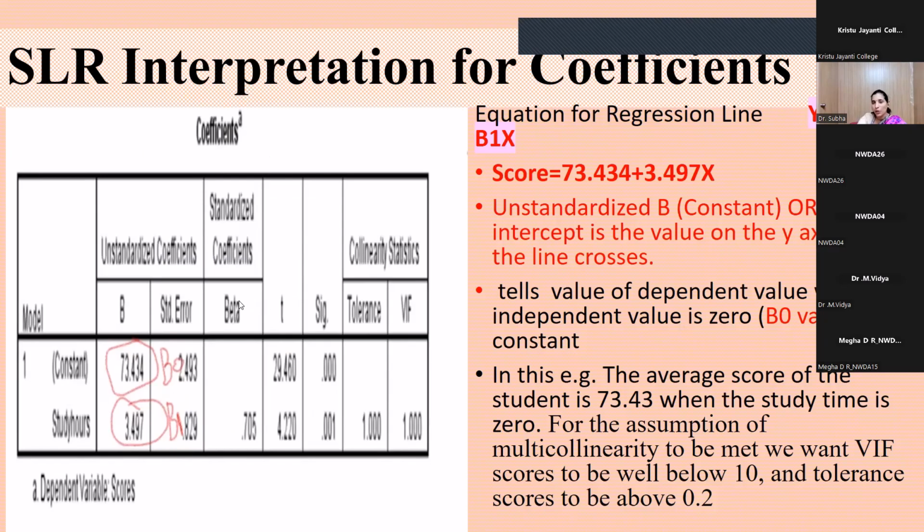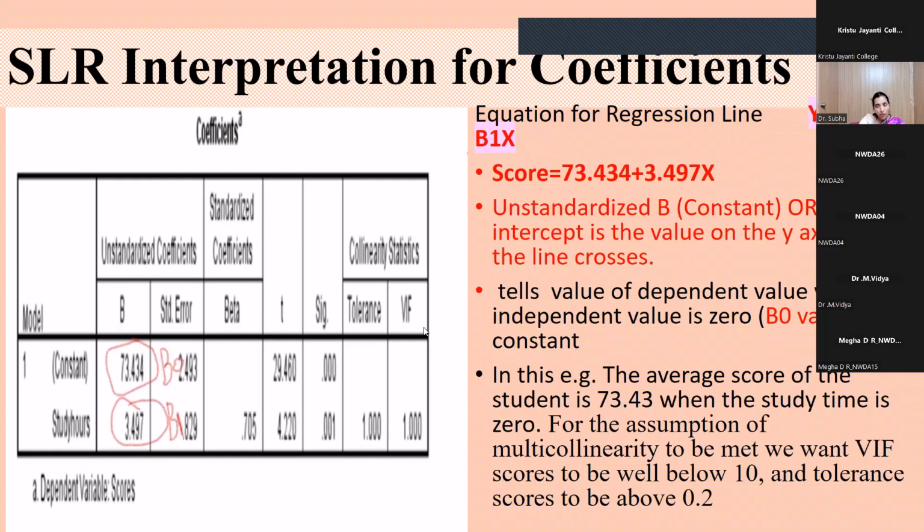Through this coefficient table only, you are going to find out the values for this regression line. You all know that for simple linear regression, the equation is y equals beta naught plus beta 1 times x. So beta naught is the constant, and beta 1 is the coefficient of x, right? To find the coefficient values, in the output you have to look at the unstandardized coefficients. The constant value is here in the equation. Beta naught is nothing but 73.434, the constant value.